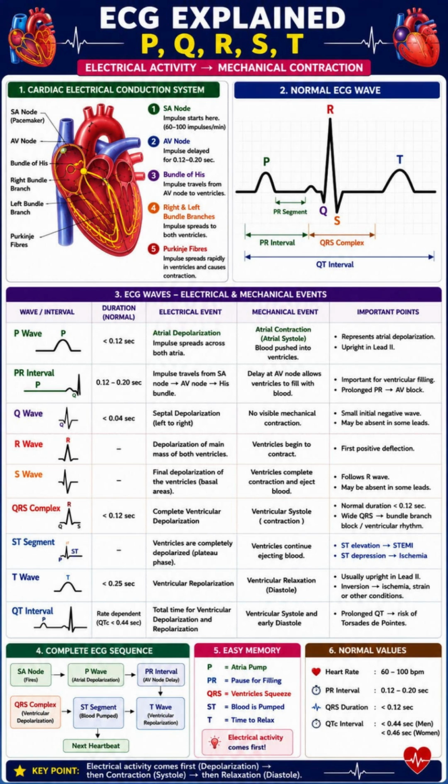Here's a simple memory trick. P, atria pump. PR, pause for filling. QRS, ventricles squeeze. ST, blood is pumped. T, time to relax. Always remember, electrical activity first, contraction next, relaxation last. Understanding this sequence is the key to interpreting every ECG rhythm correctly.